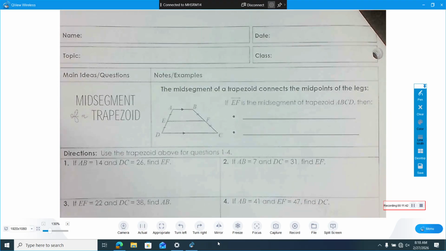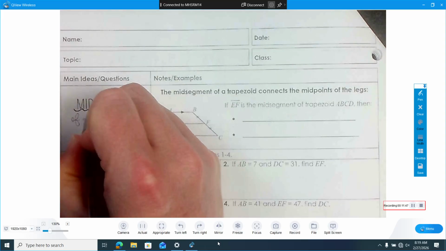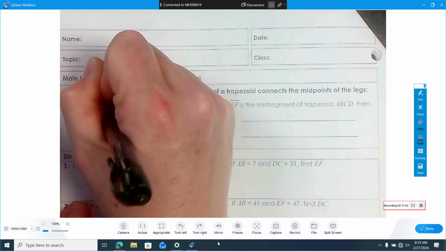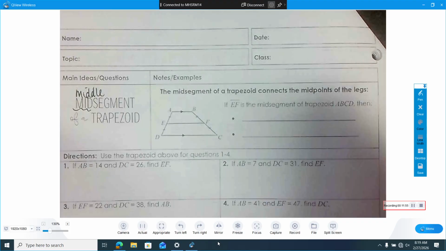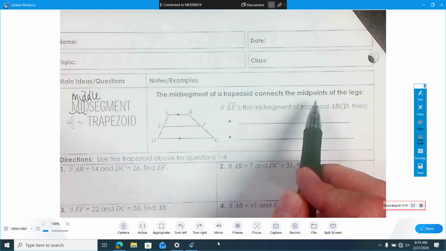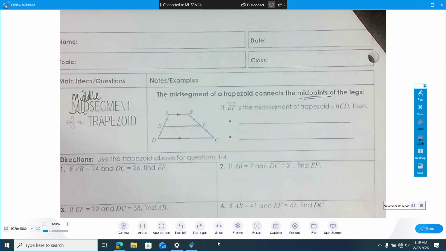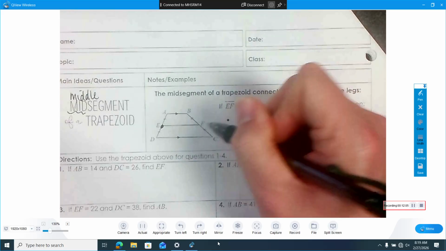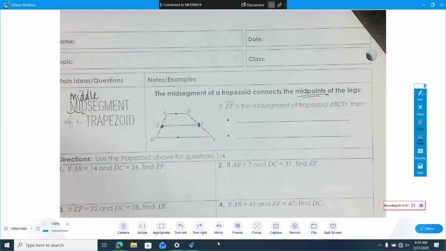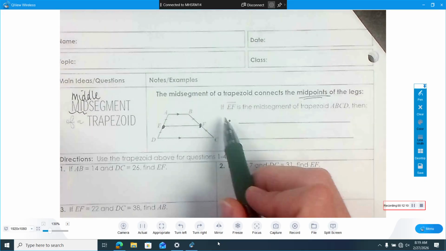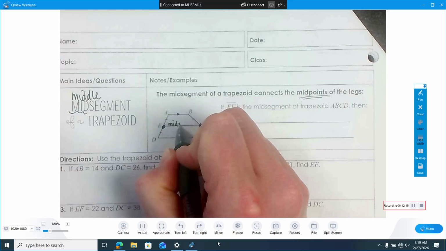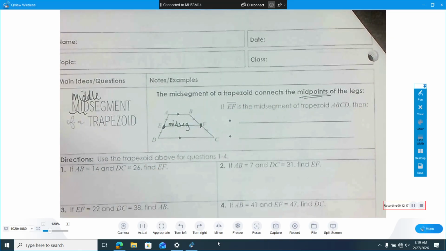Okay. Mid-segment of a trapezoid. What do you think mid-segment is talking about? Middle. Yeah, the middle. The mid-segment of a trapezoid connects the midpoints of the legs. So you can see in this picture, E is a midpoint right in the middle. F is also a midpoint right in the middle. And if EF is the mid-segment, that is the mid-segment because it's connecting midpoints.